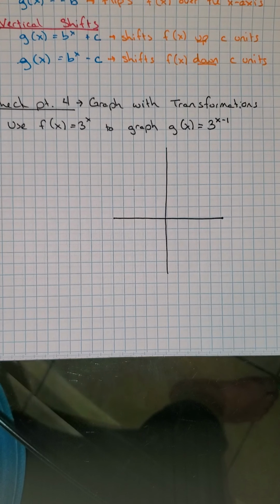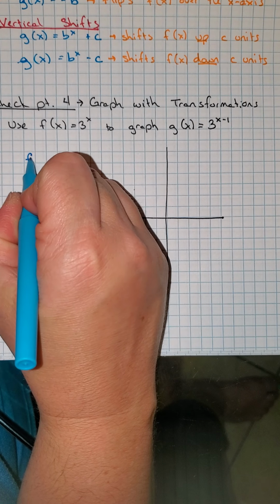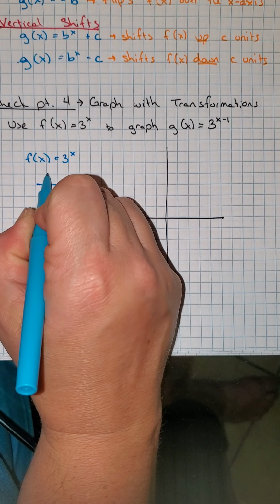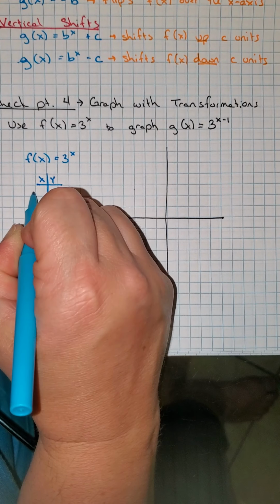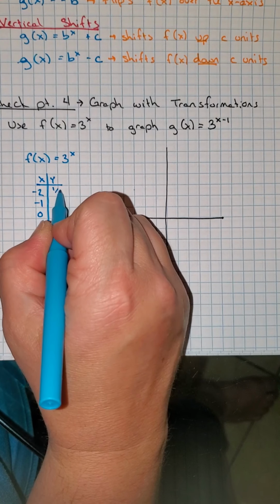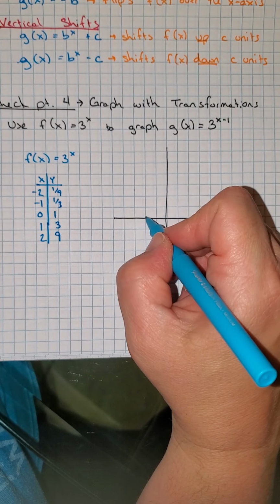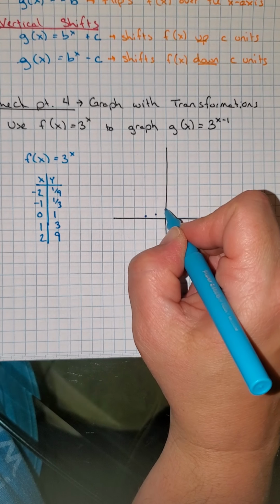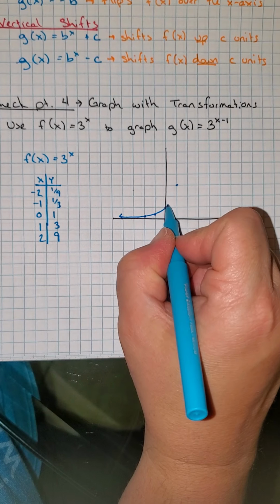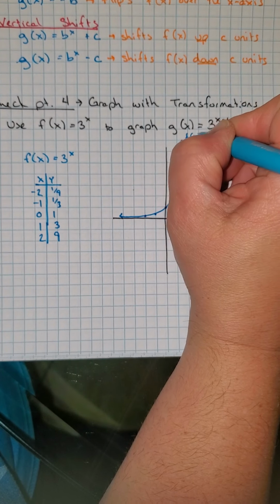Okay, so 3 to the x we had done before. I'm going to do this real quick, or you can look at your other one. So 1/9, 1/3, 3, 9. Okay, and then we plot those points. 9's probably not happening. Just didn't leave enough space. Okay, so that's the original f of x.